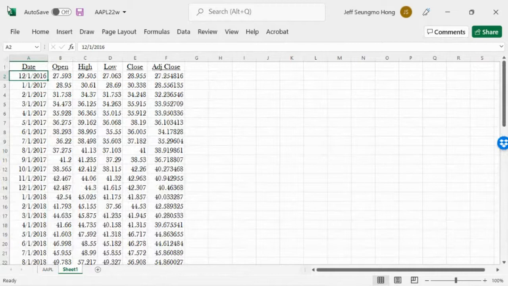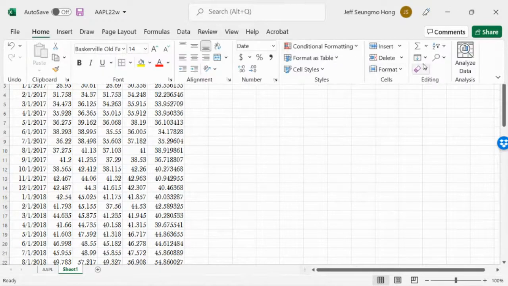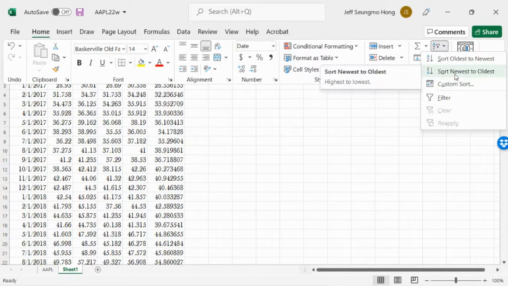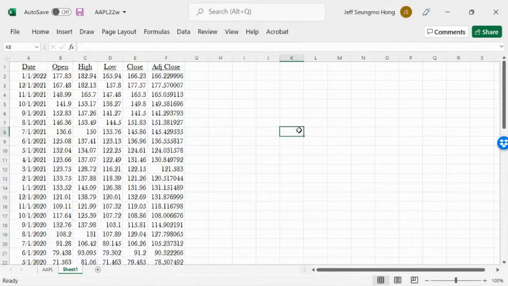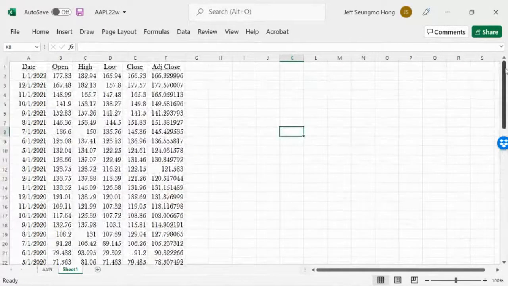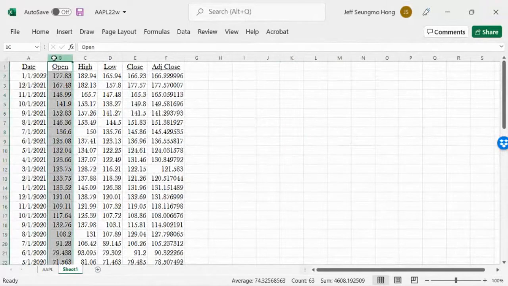It will be easier to put it in descending order. To put it in descending order by date, we'll select one date, go to Home, and you see this Sort. You just sort in descending order, newest to oldest. Then the latest comes first, on top, and the oldest comes to the bottom. And as I said, it's not only the date, the entire data set moves together, right?